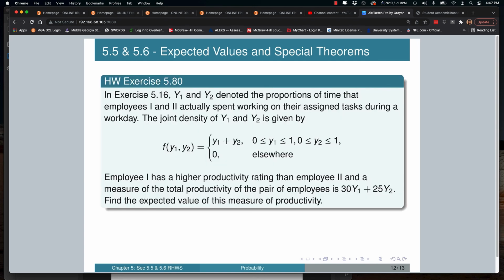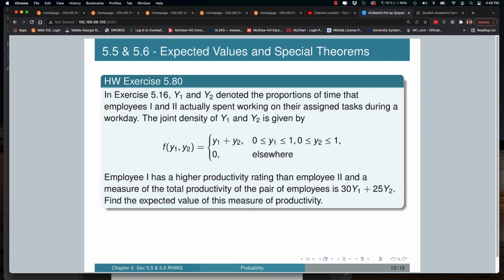All right, last one, gang. Exercise 5.80. In this one, we got in exercise 5.16, which I think we played with a little bit in a previous example or exercise, y sub 1 and y sub 2 denoted the proportions of time that employees 1 and 2 actually spent working on their assigned tasks during a workday. The joint density of y sub 1 and y sub 2 is given by little f of y sub 1, y sub 2 equals y sub 1 plus y sub 2, where y sub 1 and y sub 2 are between 0 and 1.